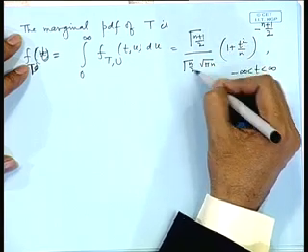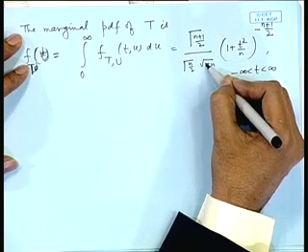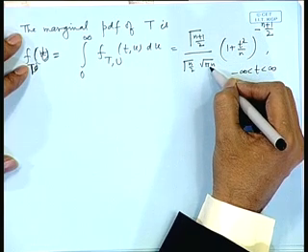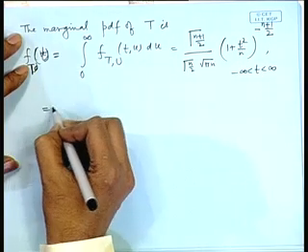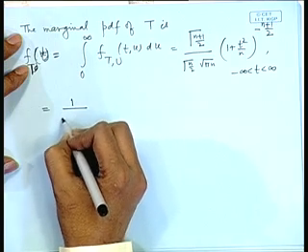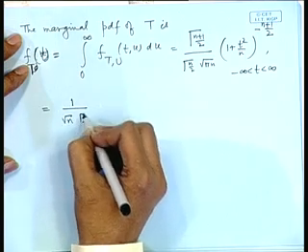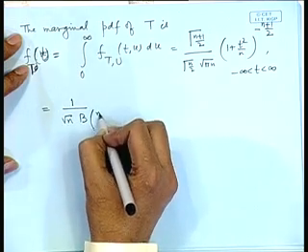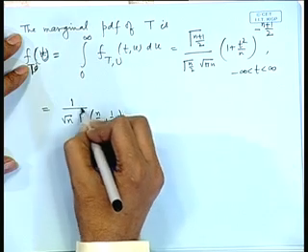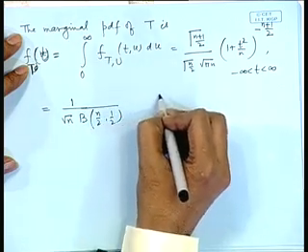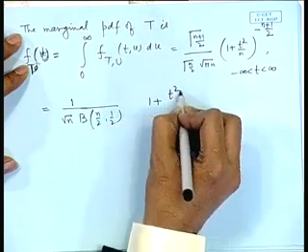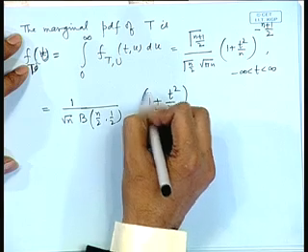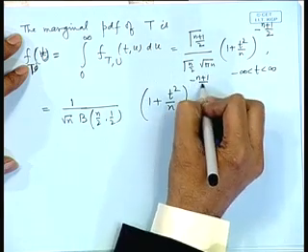This particular coefficient we can write in a slightly different way also, because root pi is gamma half. So, we can utilize the beta function notation, and it becomes 1 by root n beta n by 2, 1 by 2, and 1 plus t square by n to the power minus n plus 1 by 2.